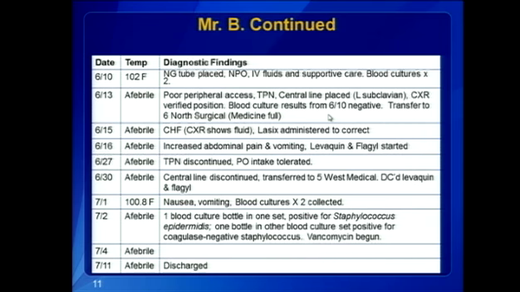On the 1st of July, his fever is 100.8, so his temp has gone up. He has some nausea and vomiting, and he has blood cultures ×2 collected. The next day, his fever is not present, but one of the blood cultures in one set was positive for staph epidermidis, and one bottle in the other blood culture set is positive for coag-negative staph, and they begin vancomycin. By the 4th, he's afebrile, and he's actually discharged on the 11th.